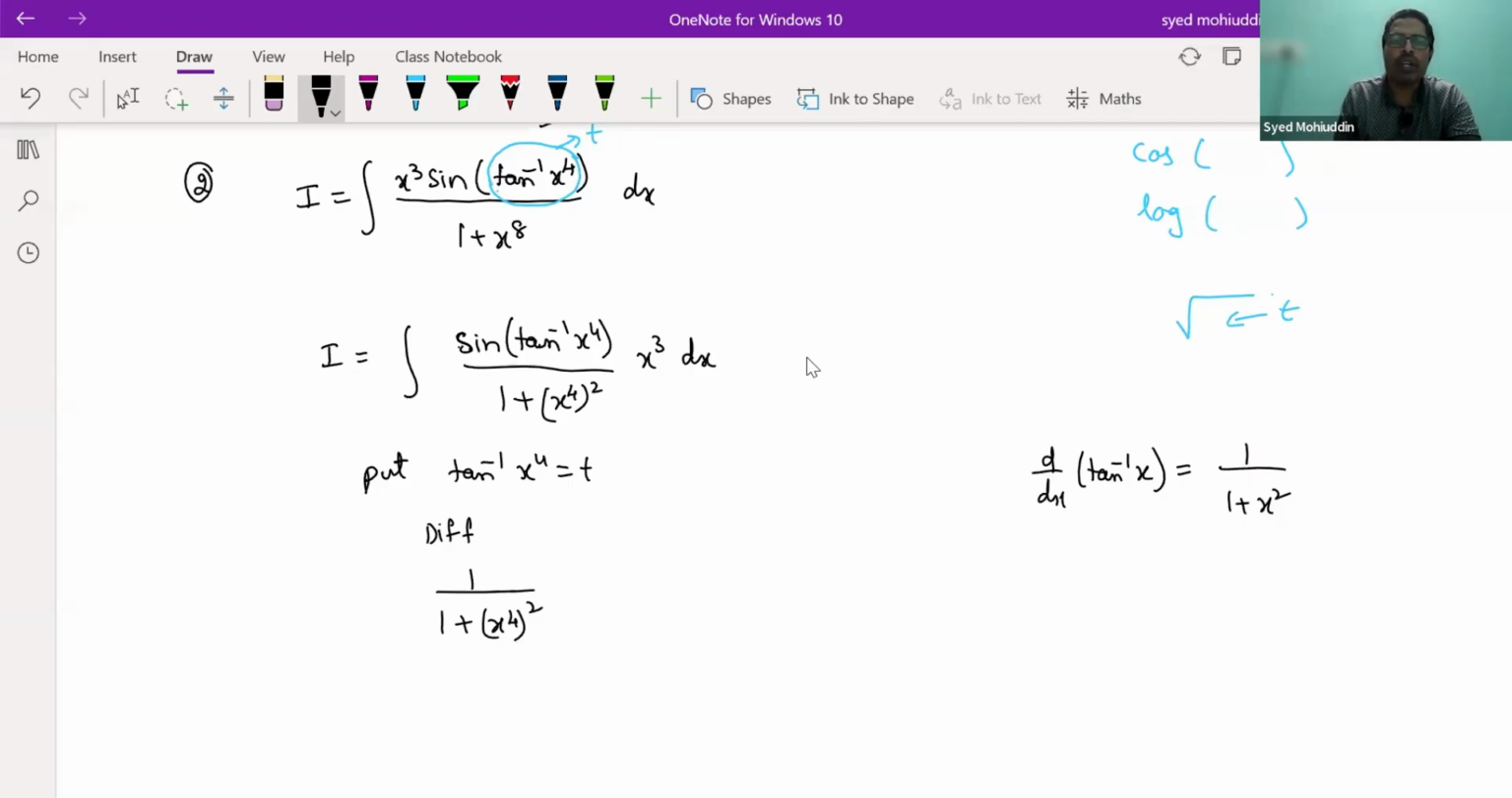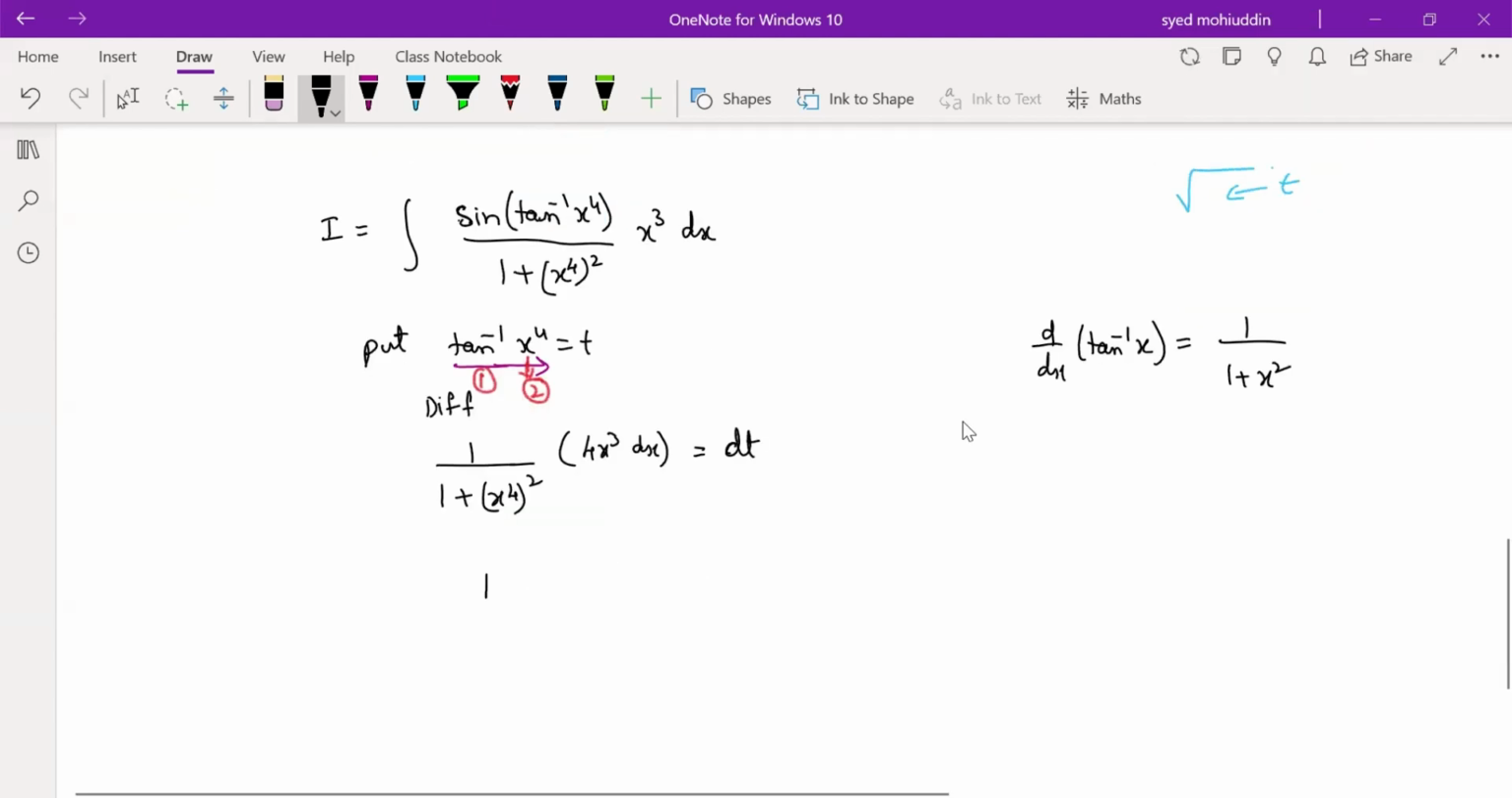Whenever you try to differentiate, first you go from the outermost function to the innermost function. First you have differentiated this tan inverse. Tan inverse differentiation is complete. Now you have to go for x power of 4 differentiation. Differentiation of x power of 4 will be 4x cube, so 4x cube into dx is equals to dt. Are you getting this differentiation?